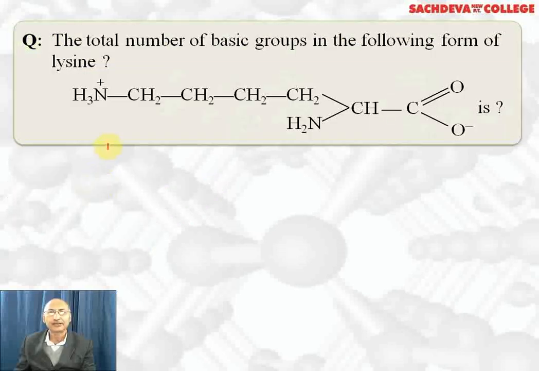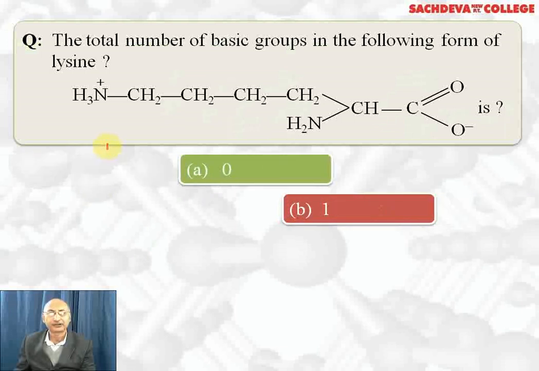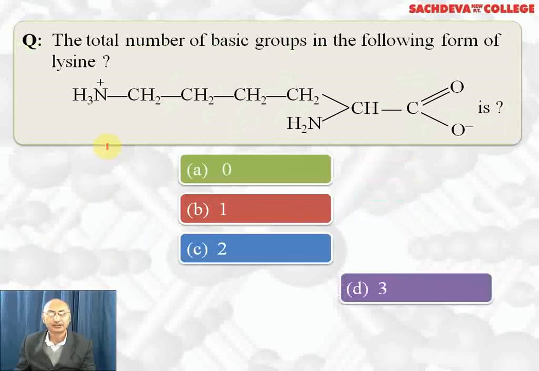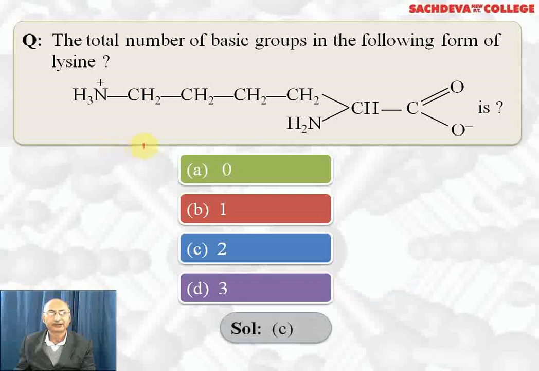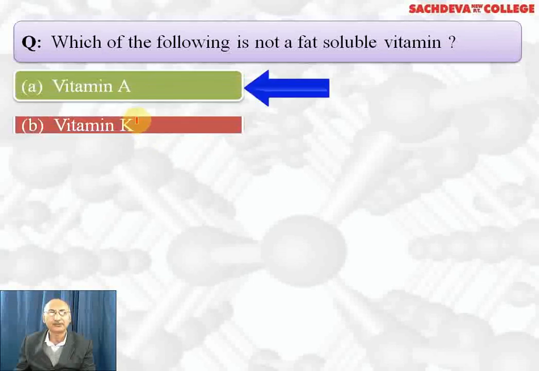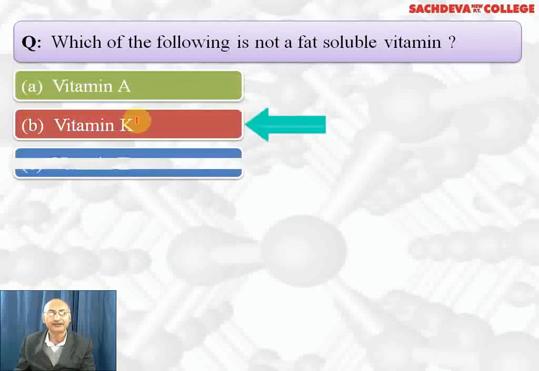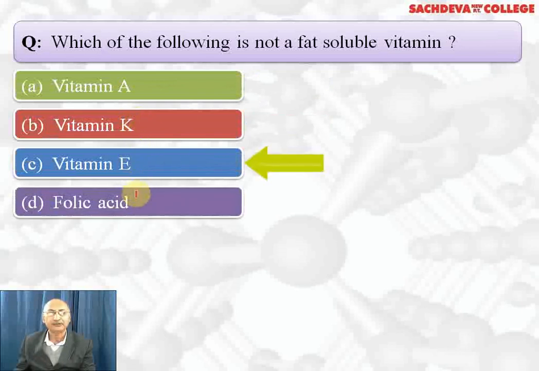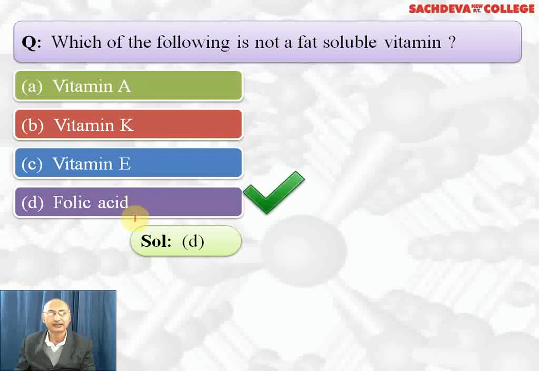The total number of basic groups in the following structure are 0, 1, 2, 3. Correct answer is 2 basic groups are present in this structure. Which of the following is not a fat soluble vitamin? Vitamin A is fat soluble, vitamin K is fat soluble, vitamin E is fat soluble, folic acid is not a fat soluble vitamin. It is also a vitamin, folic acid, but it is not fat soluble, rather it is water soluble. That's why it must be part of our diet. And you must be knowing the deficiency of folic acid may lead to anemia.